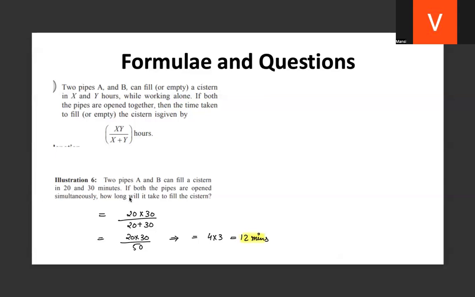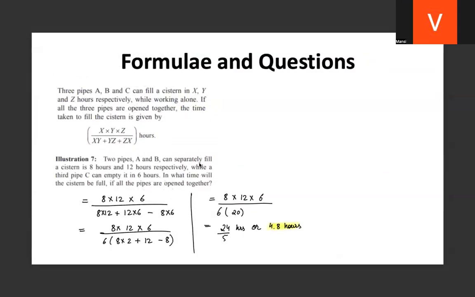So what would be the total time for both of them to fill it together? It would be a direct application of this formula. It will take 12 minutes together.